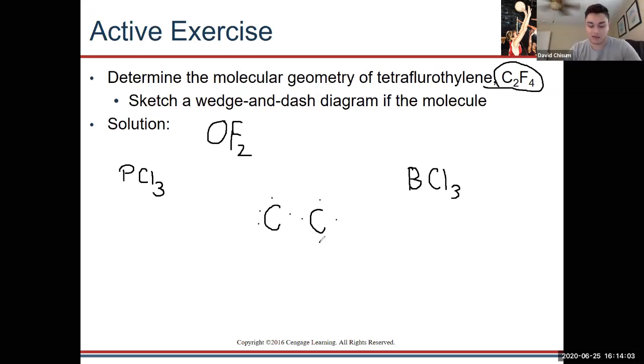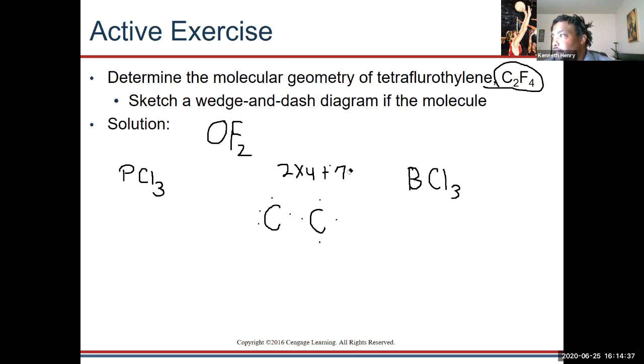Do the valence electrons also count into this? We find out how many we are using. So how many valence electrons do we have? I got 36. Well, let's do each element. We have 2 carbons, so 2 times 4, plus 4 times how many does fluorine have? 7. We have 4 fluorines, so 4 times 7 is 28, plus 8 is 36.